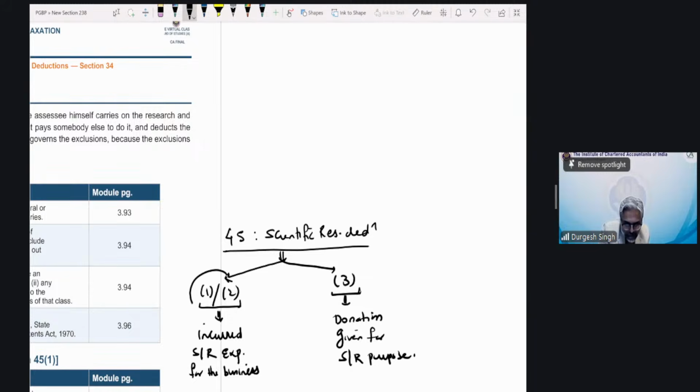So this is what students 1 and 2 is all about. I give a simple example. Ashok Leyland, students. You are all aware, they are the manufacturers of trucks and all, isn't it? They did research on the chassis. I hope that you are aware of the chassis, where the goods are loaded.